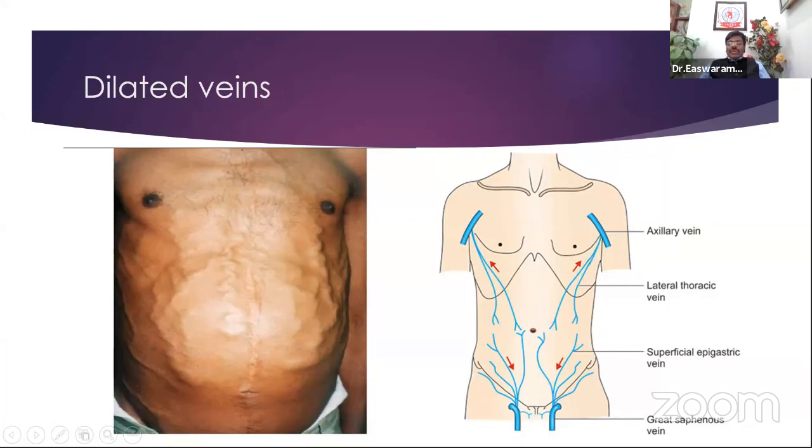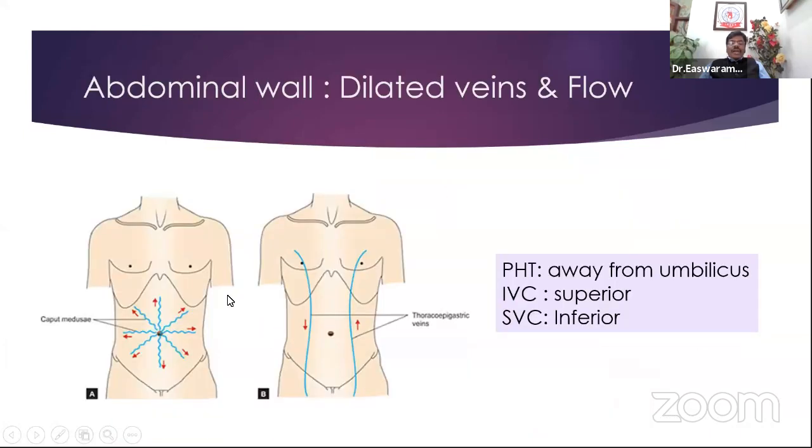And when you have abnormal veins, you just remember this diagram. If you have a periumbilical vein, normally in a caput medusae, the flow is away from the umbilicus because of the portal obstruction.